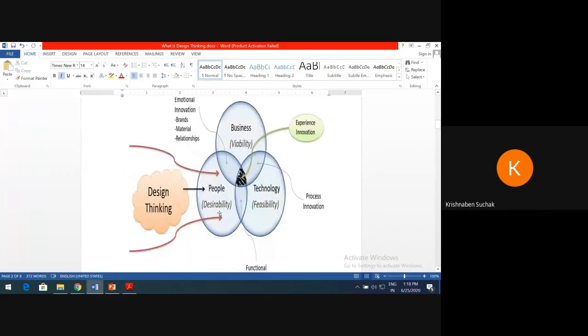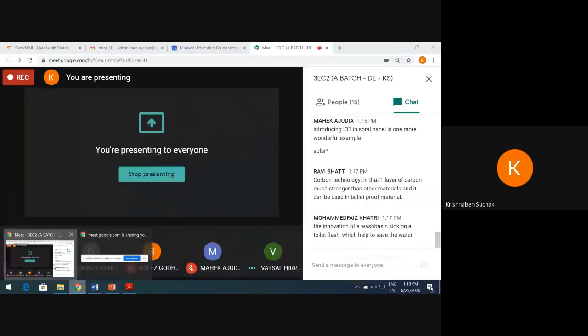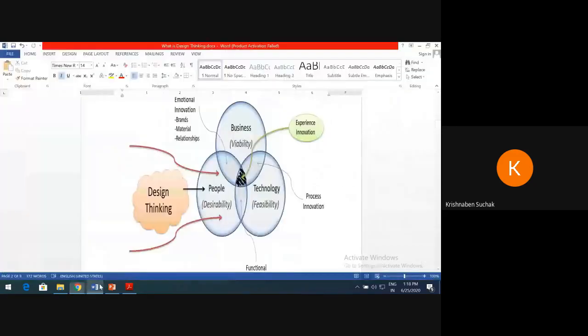Okay, so see this diagram. Can you see my screen? Yes, okay. What is said here is that business is considered as viability, people as desirability, and technology as feasibility. So how people and business are related, it will be related with emotional innovation. It will be a little bit connected to each other, right? Like brands, materials, relationship, that is business and people.